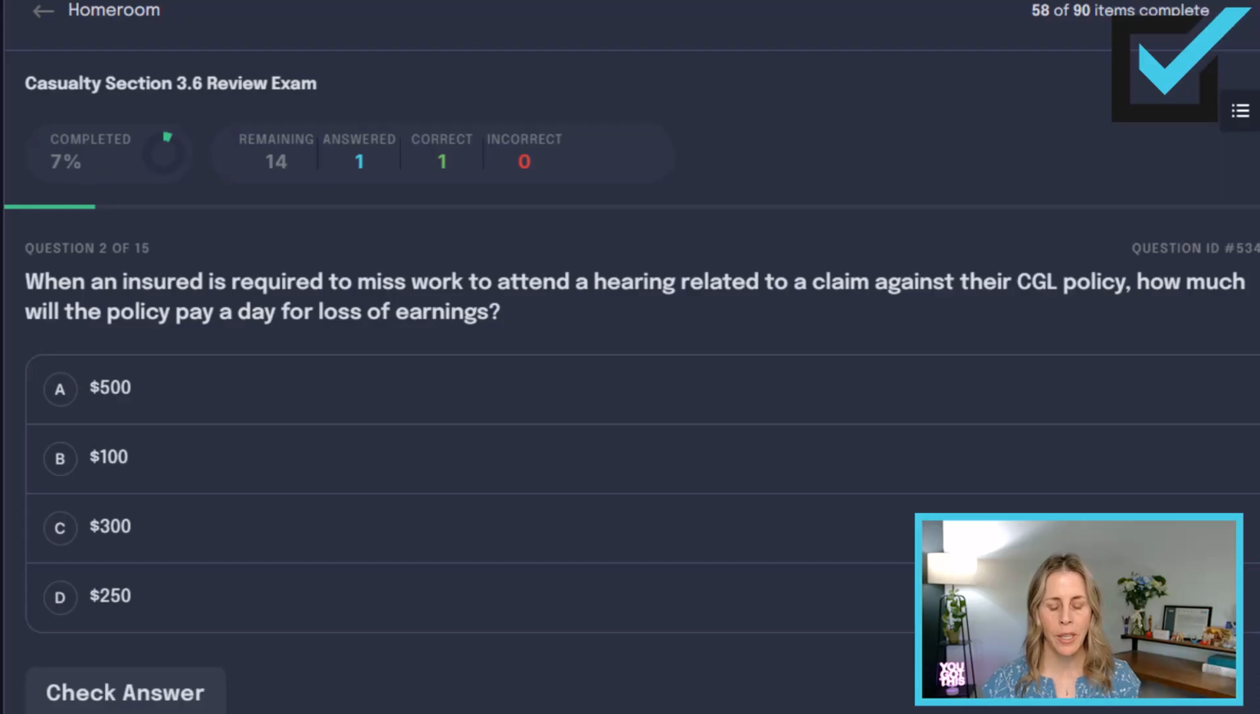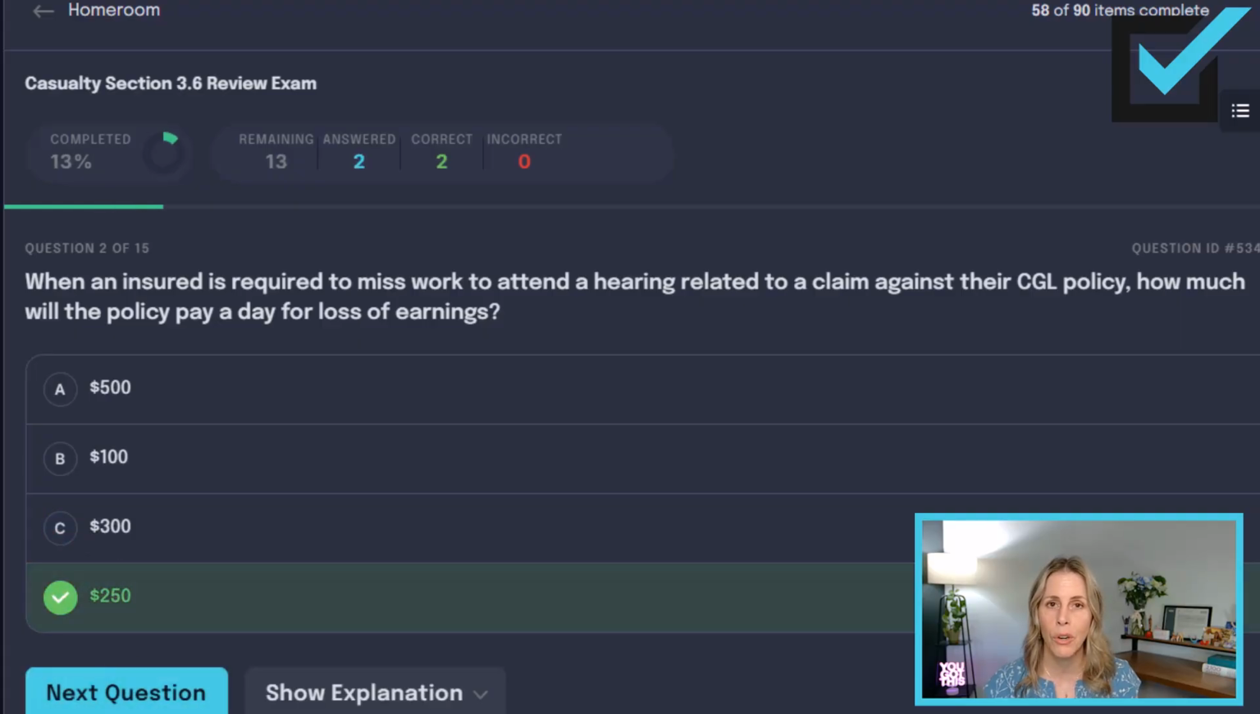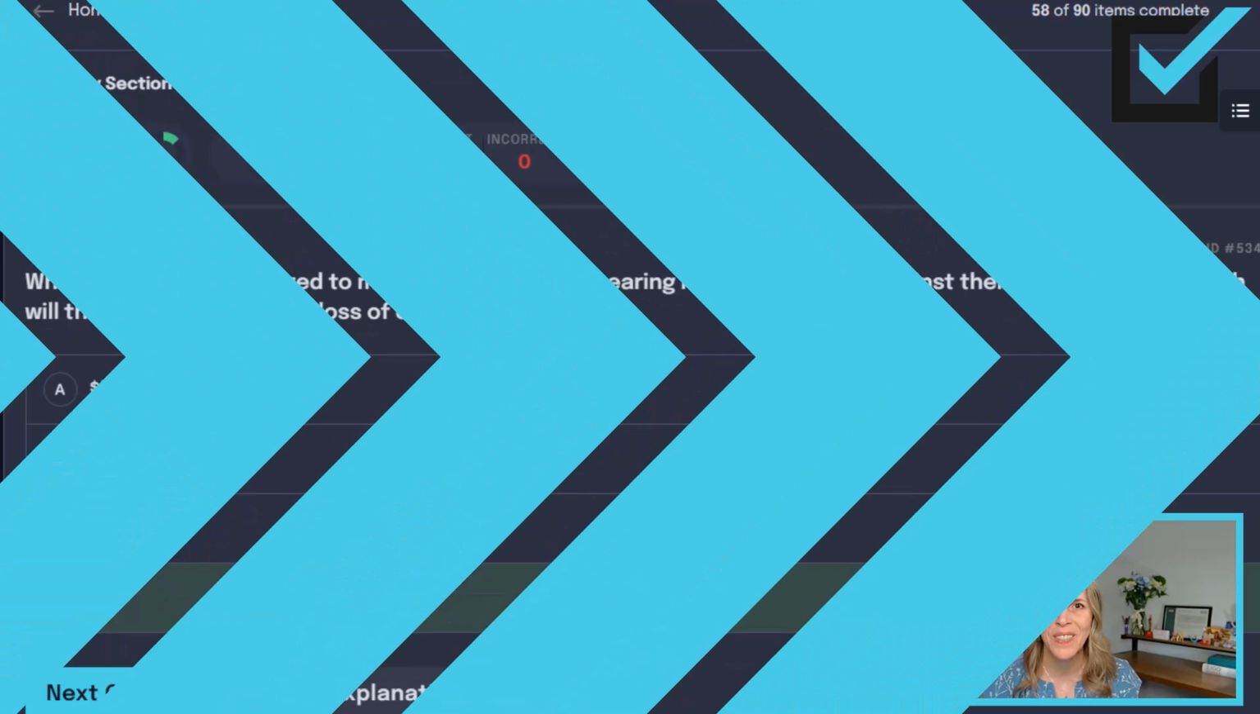When an insured is required to miss work to attend a hearing related to a claim against their CGL policy, how much will the policy pay a day for loss of earnings? $500, $100, $300, $250. The policy will pay $250 a day for loss of earnings. CGL stands for Commercial General Liability or Comprehensive General Liability. They mean the same thing.